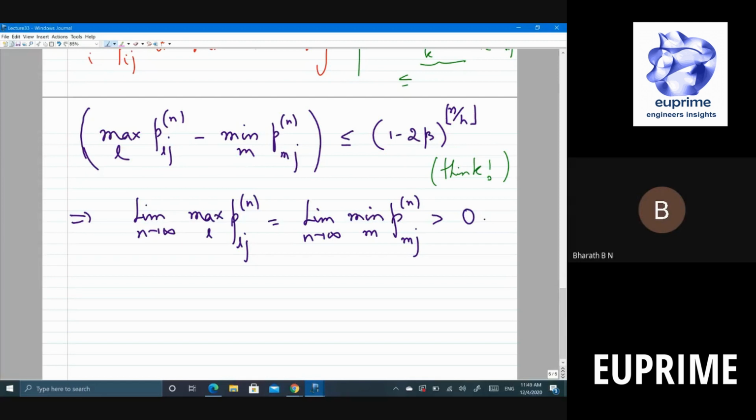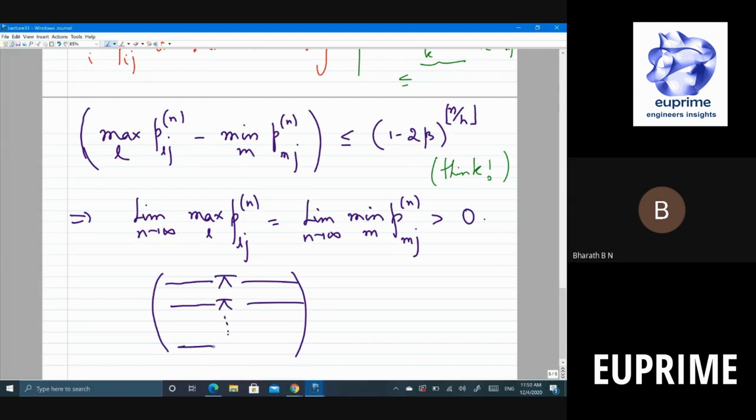Now, what is it that we have proved? We have proved that if you look at the columns of the P to the power n matrix, as n becomes larger and larger, all the entries along a column will be the same. So you'll have, for example, 0.3, 0.3, 0.3 along the first column, 0.2, 0.2 along the second column, and so on. Essentially, this will be some vector pi, and this vector will also be pi.